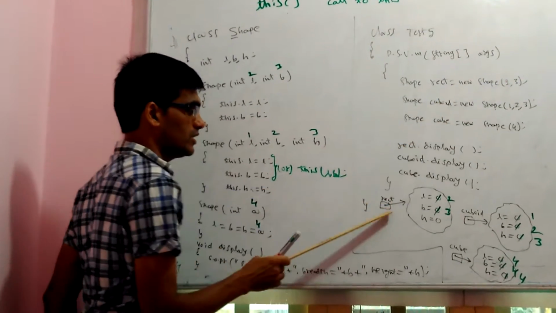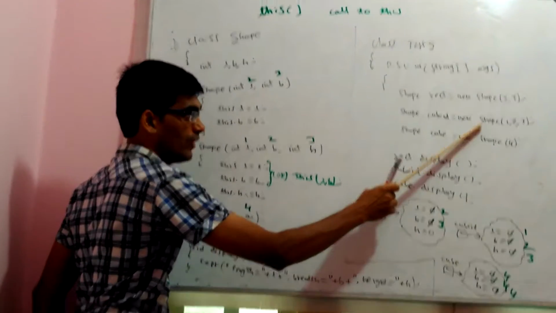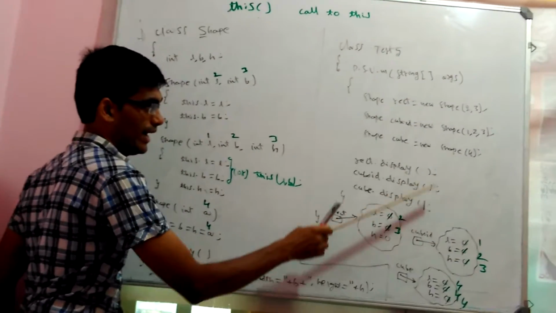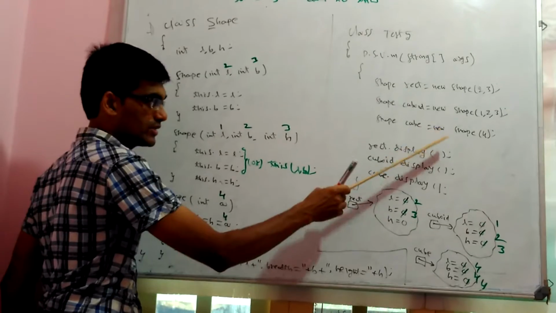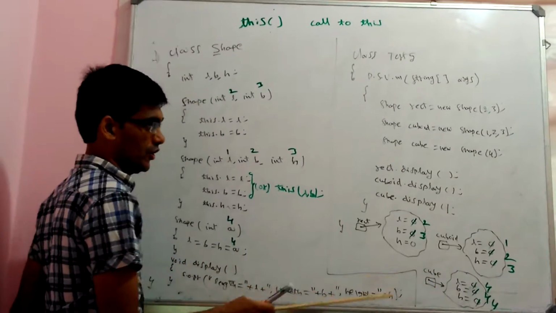Since this has two variables, of rectangle type, it is pointing to rectangle. Since this is a cuboid, three values are there, so it is stored in cuboid. Q contains all three equal sides. That's why only one value, 4, is coming. So it is pointed to by Q.